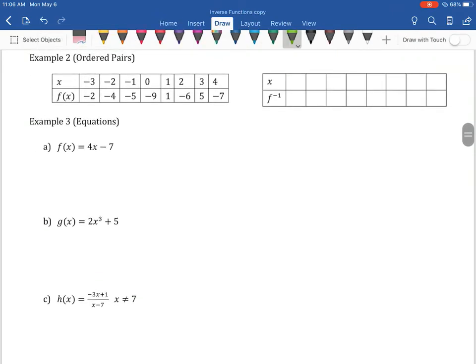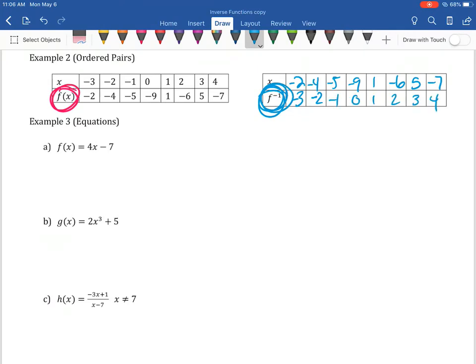Now, if I'm given a table, I'm literally just going to switch my x's and my y's. So here's my f function in red. I'm going to draw my g, or my f inverse function, in blue. So if (-3, -2) is on f, then the point (-2, -3) is on f inverse. So I'm literally just going to switch all my x's and my y's. And there's my inverse, given in table form.